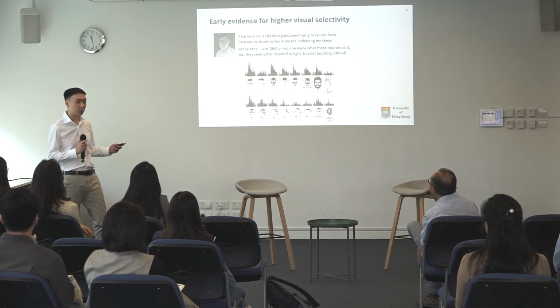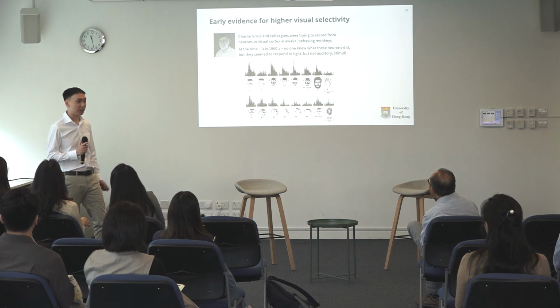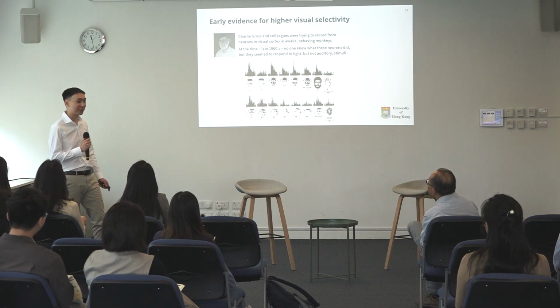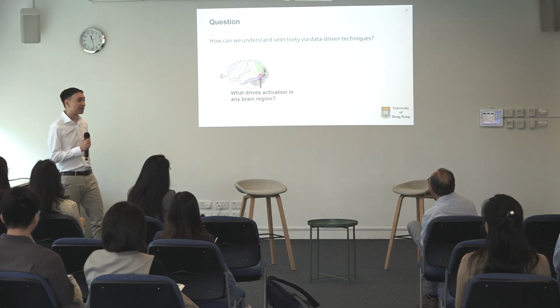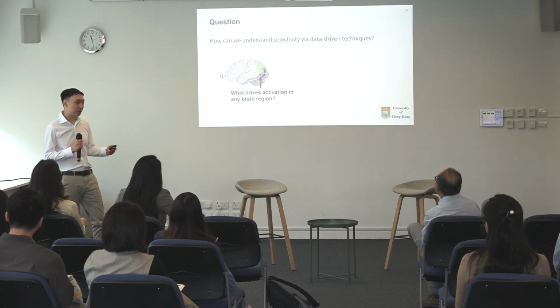And finally, he went to the store and he bought a toilet brush, showed it to the monkey, and the monkey neuron activated. And he became a very famous neuroscientist. That's my dream as well. But we can't all go and buy toilet brushes, right?